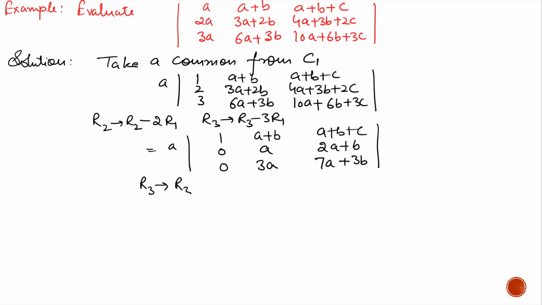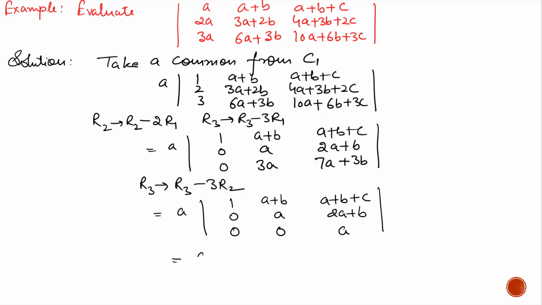Now we will use the operation R3 equals R3 minus thrice of R2. First two rows remain same. In the third row we will get 0, 0, a. And the answer is a into a square, which equals a cube.